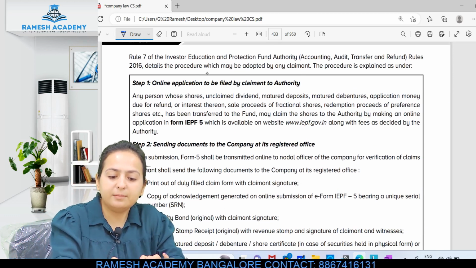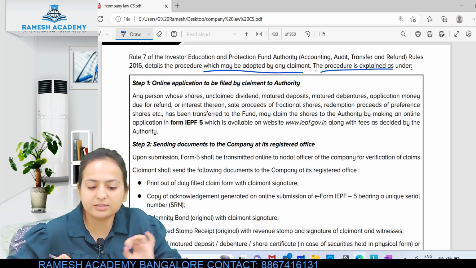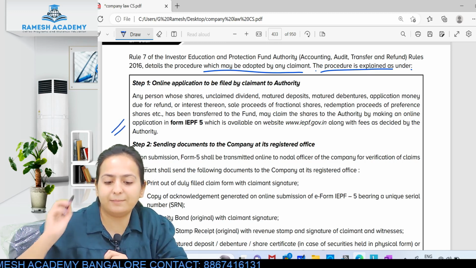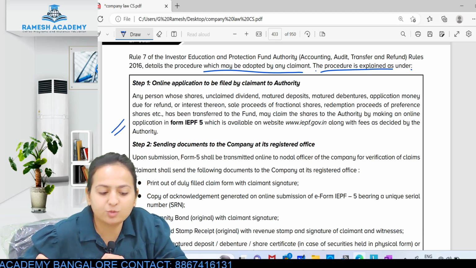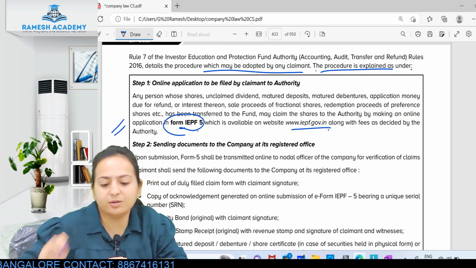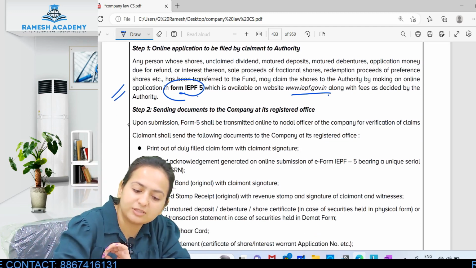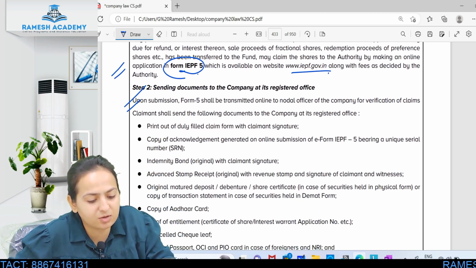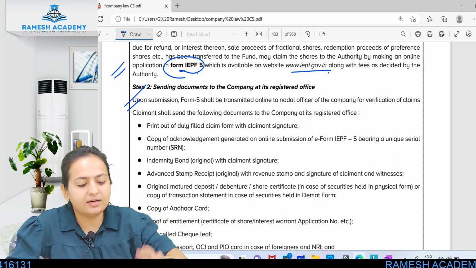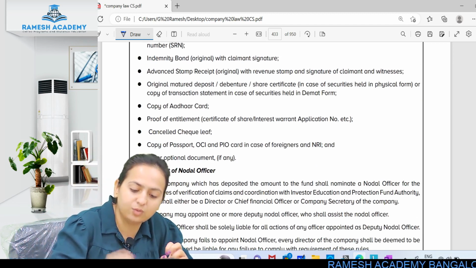So what is the procedure which can be adopted for IEPF by the investors? First of all, you have to file an online application by the claimant to the authority in form IEPF 5, which is available on www.iepf.gov.in. You have to send your documents to the registered office with indemnity bond, stamp receipt, Aadhaar card, cancelled cheque, this. Then appointment of the nodal officer.